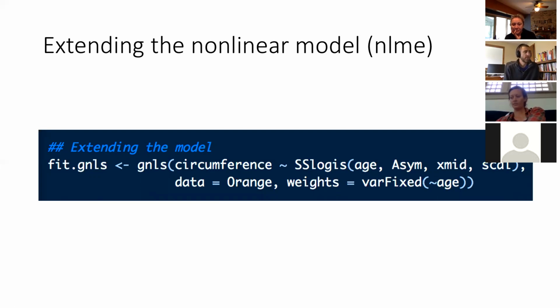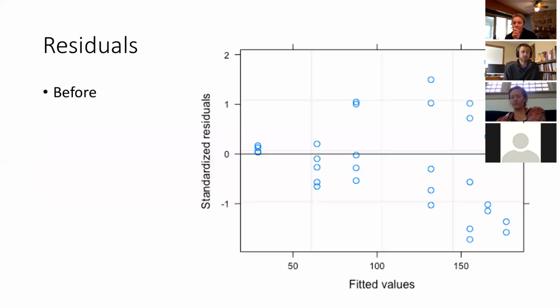If we look at our residuals from this orange tree example, this is before we account for this increasing variance, but this is something that I hope you've seen maybe in statistics classes, that classic funnel shape. Sometimes you look at your data and you plot your residuals and you see that your residuals are increasing as your fitted values increase.